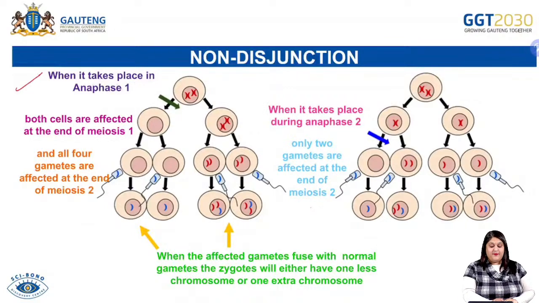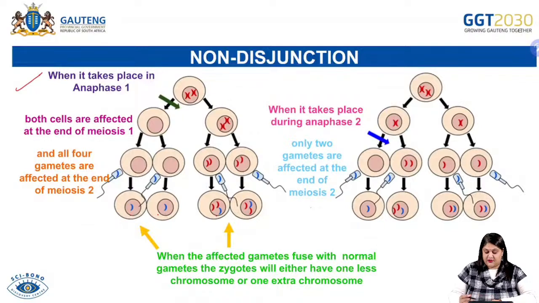Anaphase 1, both cells are affected at the end of meiosis 1, and then all 4 gametes are affected at the end of meiosis 2. So you can see over here that all of them are affected. When it takes place during anaphase 2, then only 2 gametes are going to be affected. What's nice about this diagram is that it shows you separately what's going on. So let's go through this in a little bit more detail.